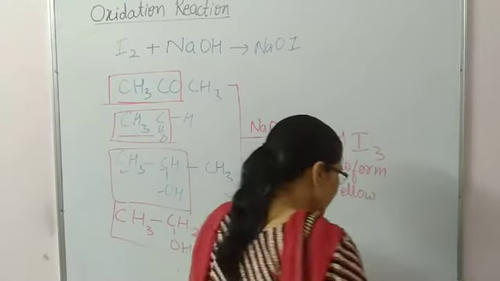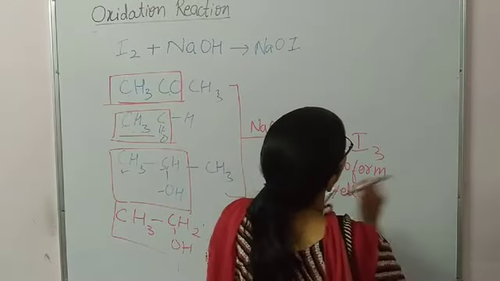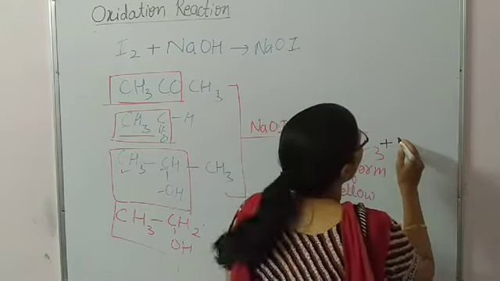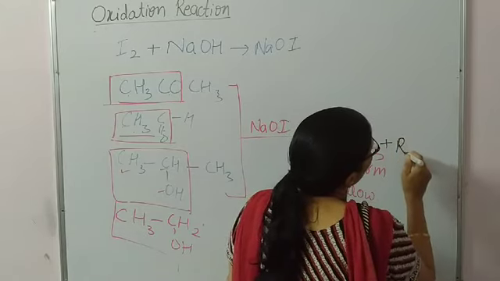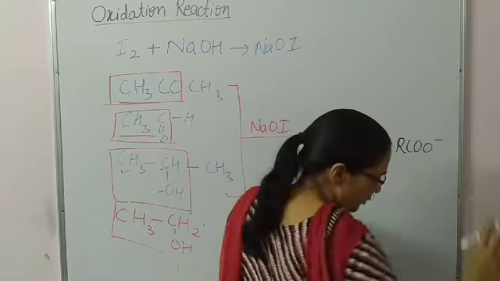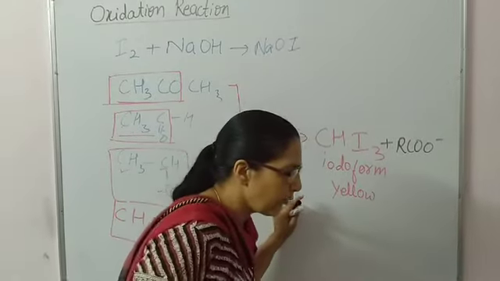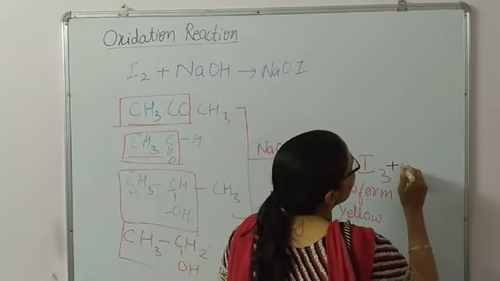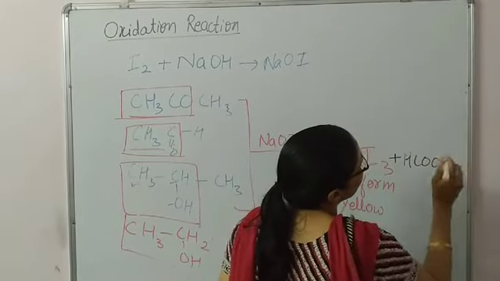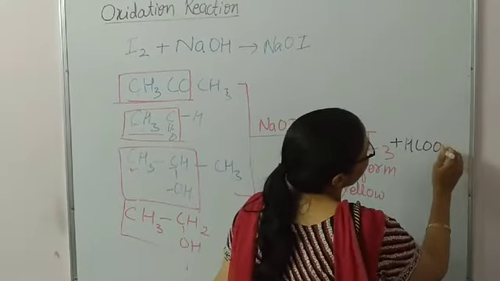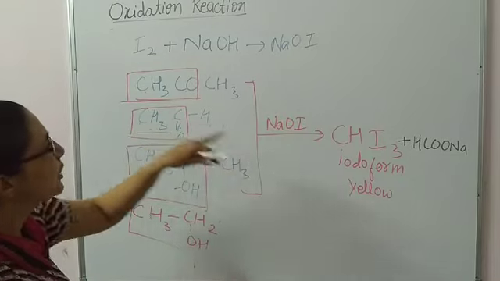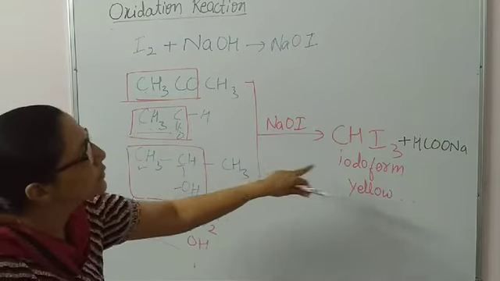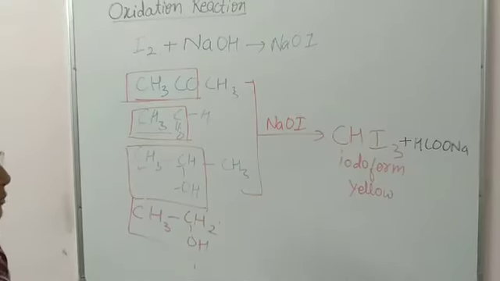And in addition to the yellow precipitate, it will form one salt, RCOO minus, the remaining salt it will form along with this compound, or you can say HCOONa it will form. Okay, so it depends: if you have one carbon, then this will form, and if more than one, then instead of HCOONa some other salt will form.